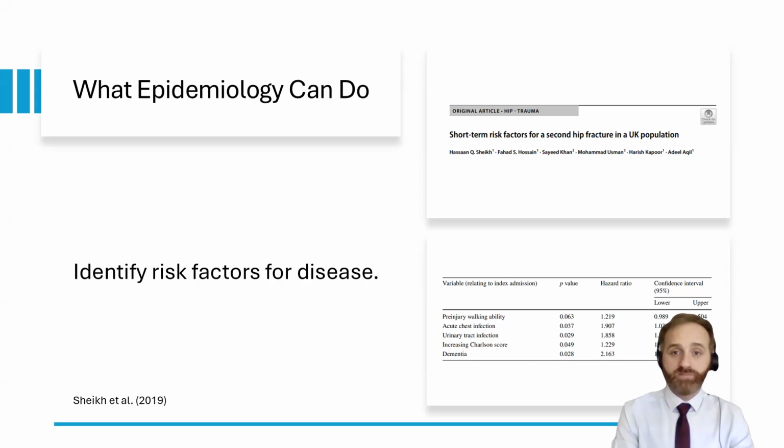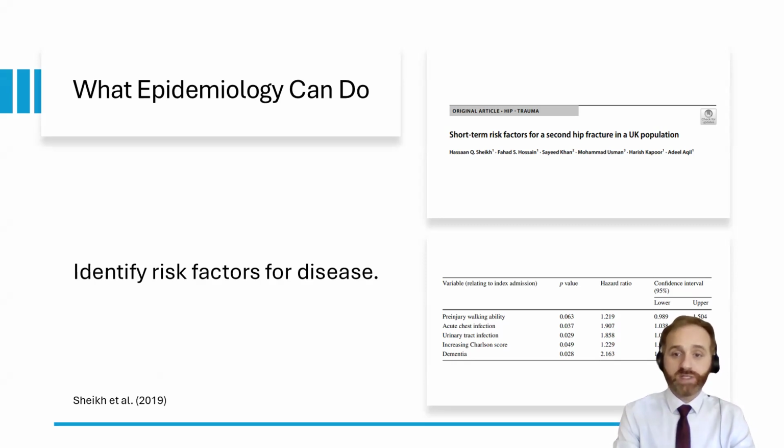It was about the short-term risk factors for a second hip fracture in a UK population. So in this study, after collecting relevant data from that population, they could identify the risk factors that contribute to a secondary fall or a secondary hip fracture among that particular population. As you can see here in this table, these are the factors. And when we read the statistical data, we could understand which factors are relevant and which are not.